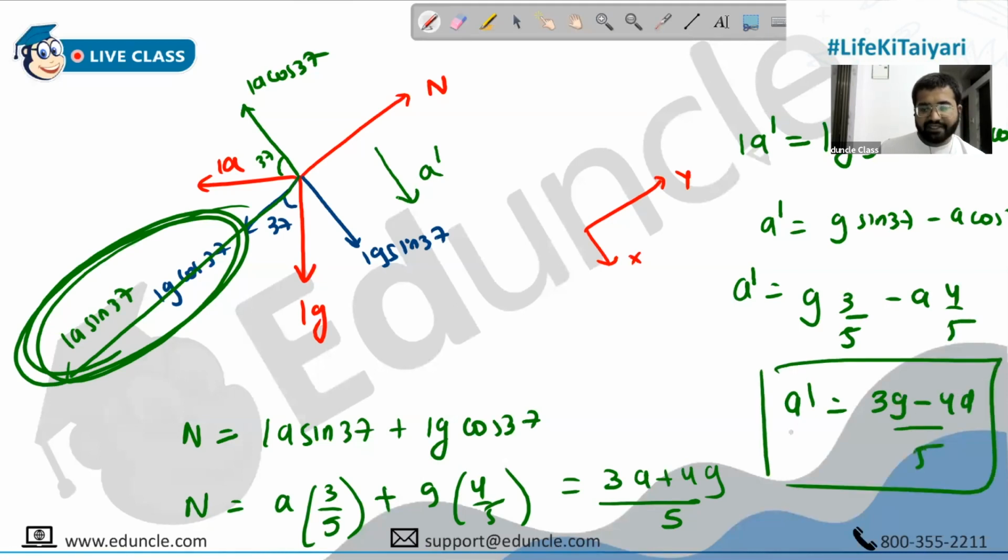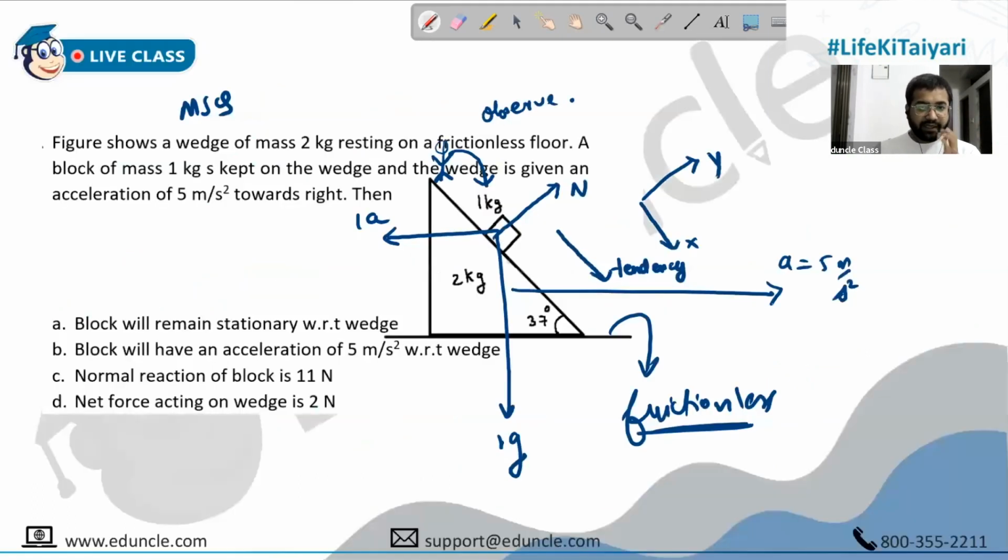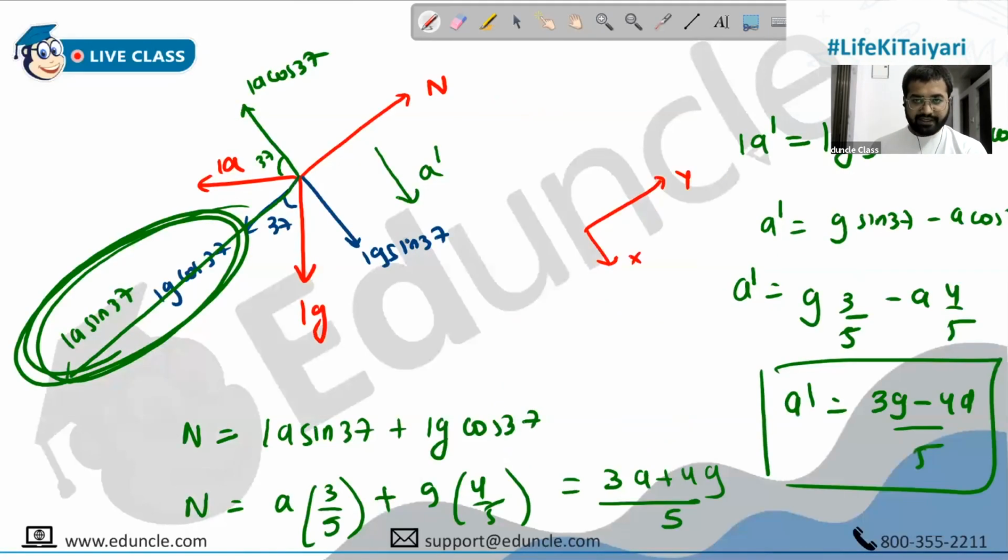We need another equation actually, because we have got 3 unknowns right now. Normal reaction is an unknown, acceleration is an unknown, a dash is an unknown. We need another equation. So whom can we look at? Let's look at the wedge now, people. First, if you want, you can copy this.